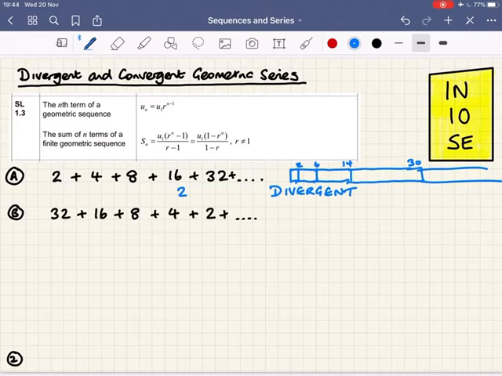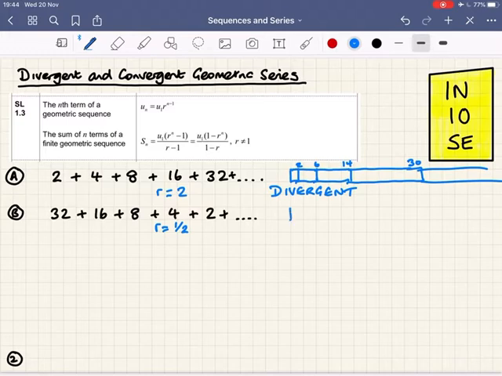But have a look at the next example, B, where this time we've got a common ratio of a half. We're halving every term. And this time when we look at what happens to the total, what happens to the result of the series, we'll see that the opposite happens.